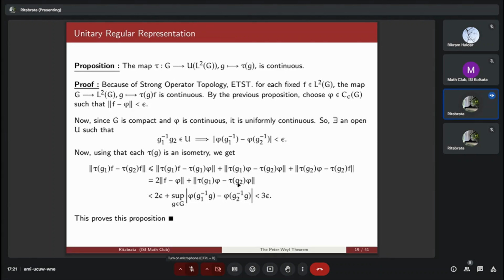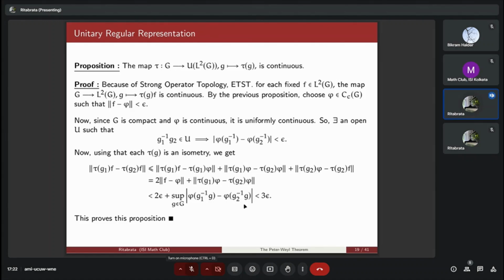And here phi is where g is not fixed, so this second quantity is clearly less than the sup of the modulus of phi of g1 inverse g minus phi of g2 inverse g. We are using our definition of tau here. Tau g1 of phi is basically phi of g1 inverse applied at our argument. And this is our definition of norm. And this supremum is less than epsilon by our uniform continuity, and the norm of f minus phi is already less than epsilon by our choice of phi.